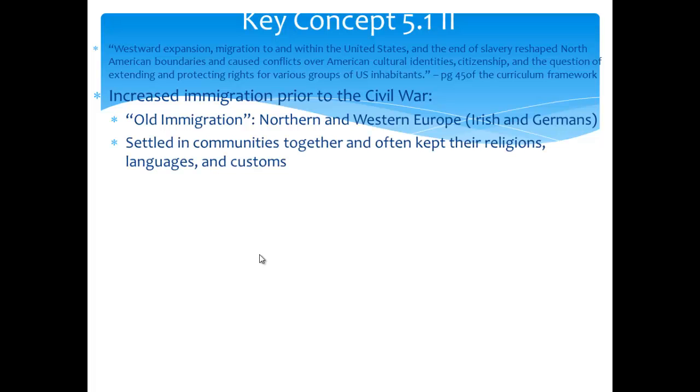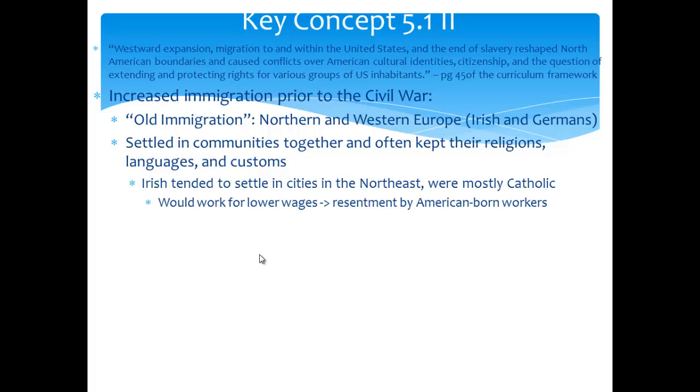They would settle in communities together, and they often kept their religions, languages, and customs. The Irish tended to settle in cities in the Northeast, and they were mostly Catholic. They would work for lower wages, and this would lead to resentment by American-born workers. Germans tended to be farmers and settle on what then was the frontier in places like Ohio.